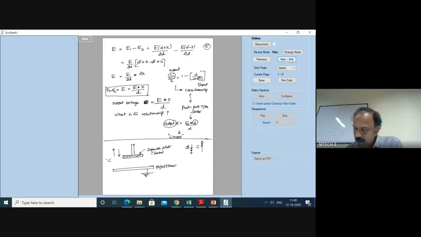If D is reduced by 1x, C will correspondingly increase. If D is reduced by 2x, C will correspondingly increase. Are you understanding what I am telling? Right. So this can be considered as one of the capacitive sensors.